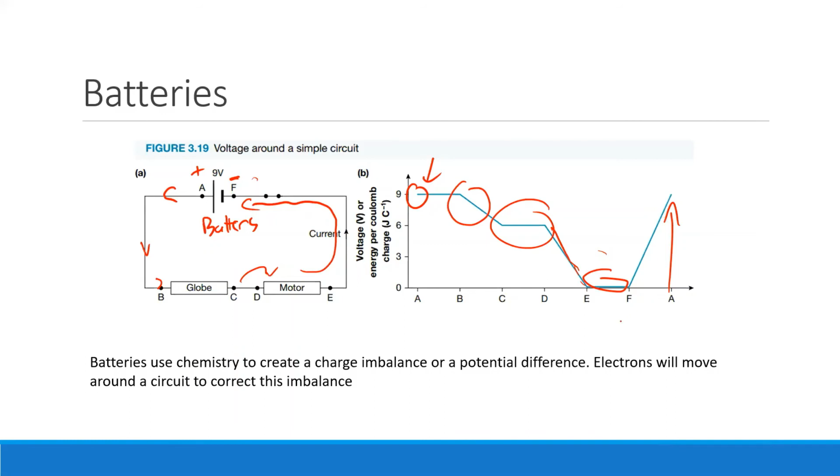It pushes all the electrons together. Now, this is a bit weird because I've done it in the direction of conventional current, not the direction of electrons. But remember, that's what we have to use when we talk about these things. So batteries use chemistry.